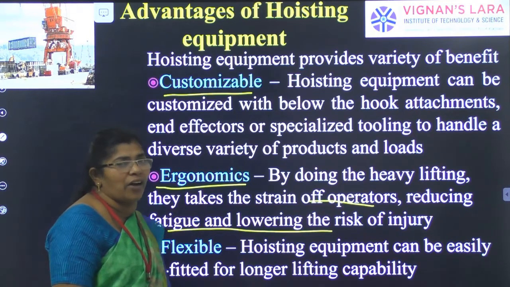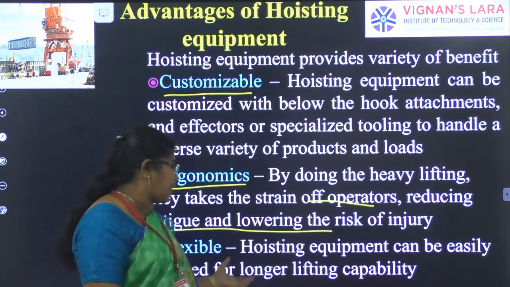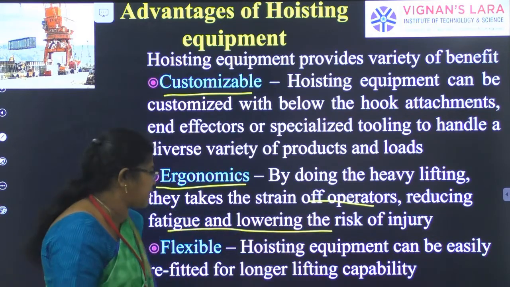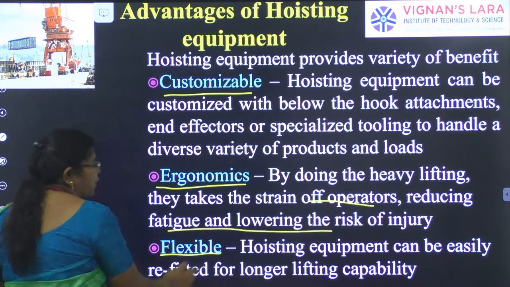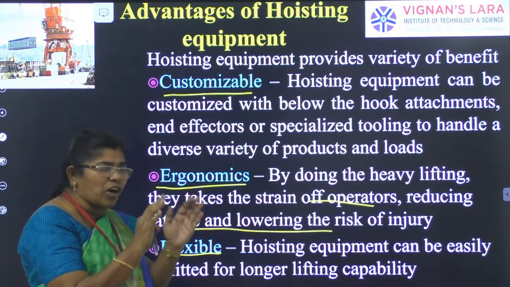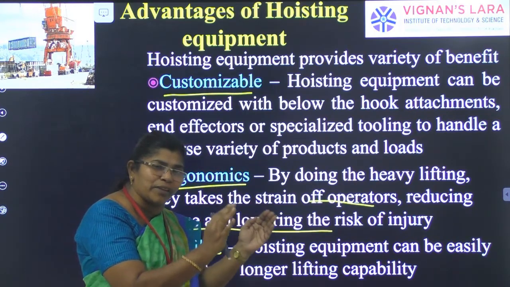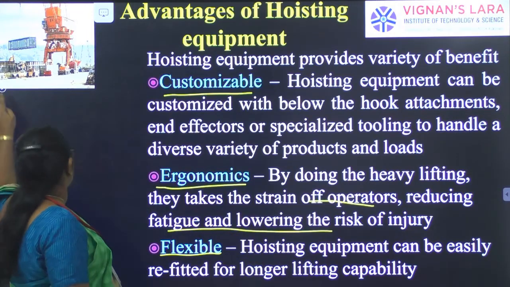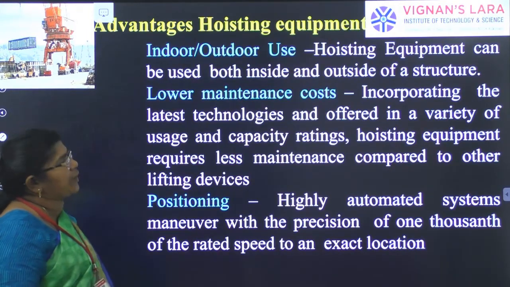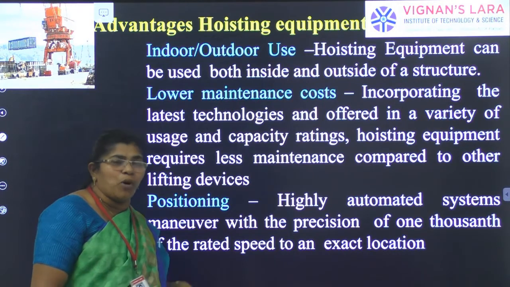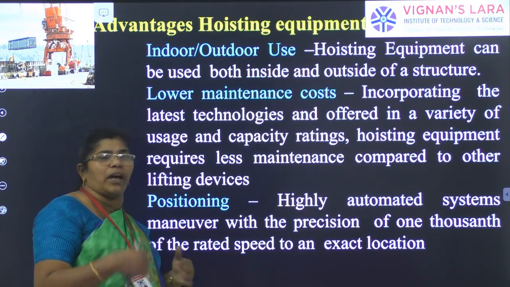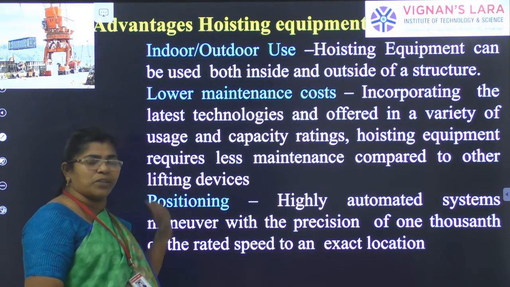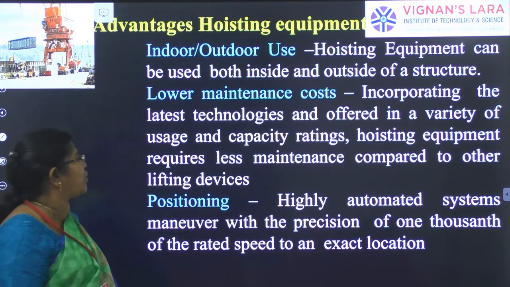The next one is flexible. It has a longer lifting capability, and the load can also be lifted to a greater distance. That is why it is flexible for use. Every crane is not meant for using only for one type of work. We can use it for multiple work based on our need. Next one is indoor and outdoor use. Most cranes can be used indoor or outdoor. A lift can be used indoor or outdoor. Similarly, all the equipment can be used indoor or outdoor.